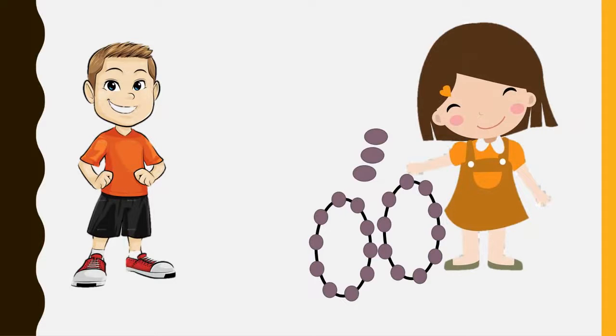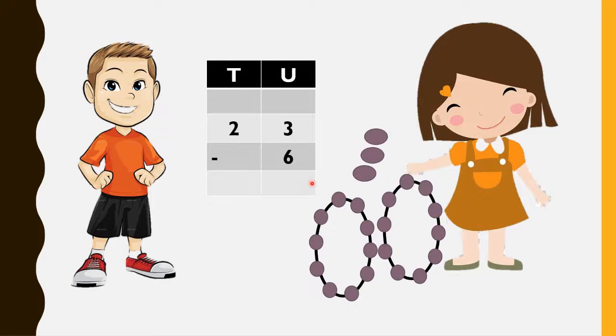This girl is named Preeti. Preeti had 2 strings of 10 and 3 single beads. If she gives 6 beads to Raj, how many beads will she have left? Students, we cannot give 6 beads from the 3 beads. That is, we cannot subtract 6 units from 3 units.